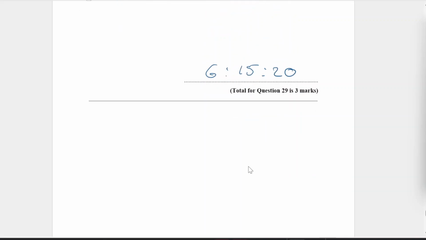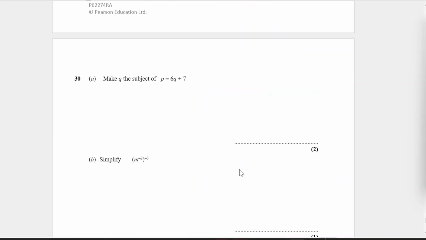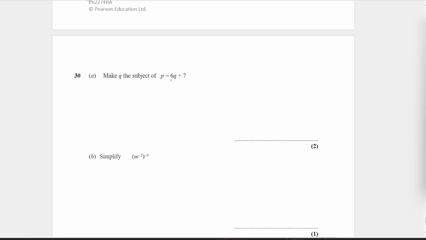And question 30 then. Make Q the subject. So I need to rearrange to make Q the subject. To do that, I'd minus 7 from both sides. So P minus 7 is equal to 6Q. Divide both sides by 6. That gives us Q is equal to P minus 7 divided by 6. And for the second part, fully simplify. We multiply the powers, so that would become M to the minus 2 times minus 3 becomes 6.